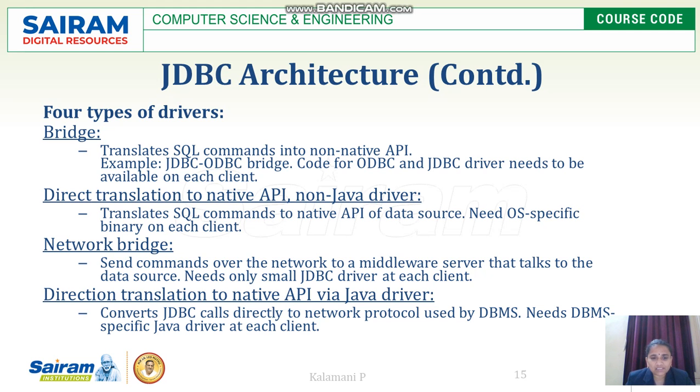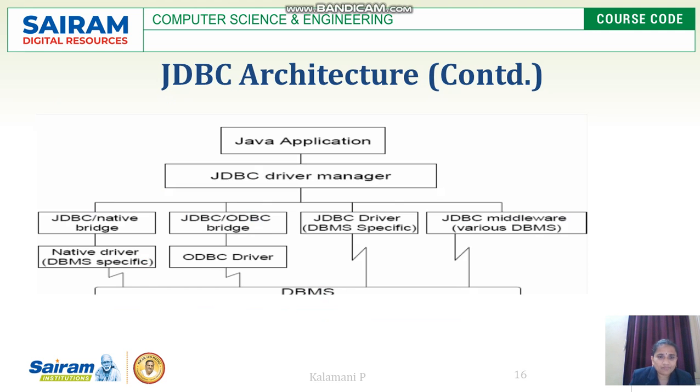The network bridge sends commands over the network to a middleware server. We are going to see that architecture next. The middleware server talks to the data storage source, and it needs only a small JDBC driver at each client. This is necessary to connect the database with the Java front end. Among the major components, the driver component is very important for performing the JDBC-ODBC connectivity operations. This is the JDBC architecture. Already we have seen the components and various drivers.